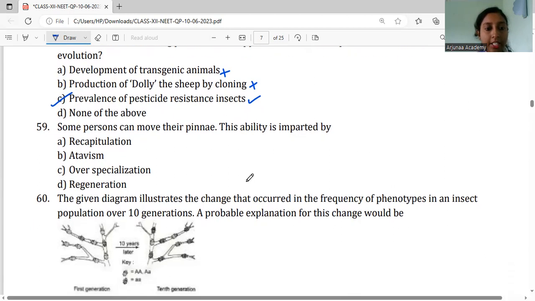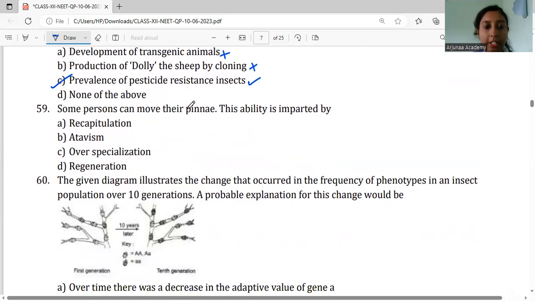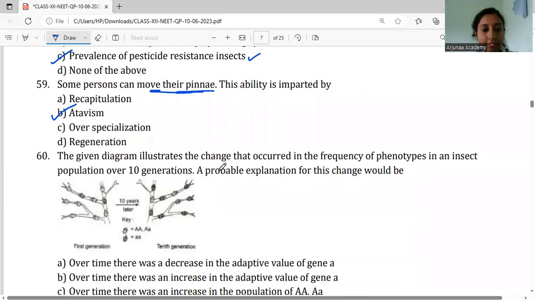Then 59, some persons can move their pinnae. Moving pinnae is an ancestral character. The ancestor had this character. But in humans, the pinnae are vestigial. They won't be functional. Still, if they can move, that is the appearance of an ancestral character. That phenomenon is atavism. Then question number 60.